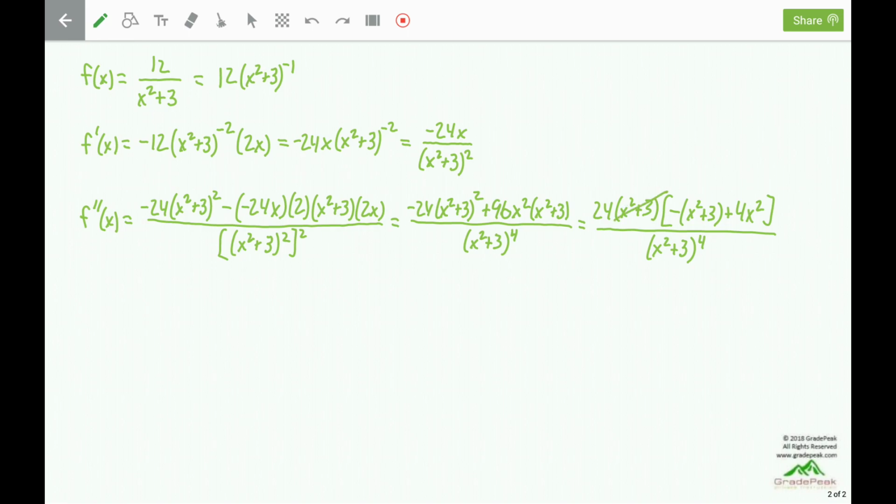We can now cancel the 1 power in the numerator with one of them in the denominator. It will now be to the power of 3, which is the 1 higher in the denominator as expected from the first derivative. So f double prime of x equals, we have a 24. Inside of the square brackets, we can distribute the minus 1 in here, which will be a negative x squared minus 3. And then we have the plus 4x squared. Over the denominator, x squared plus 3 cubed.